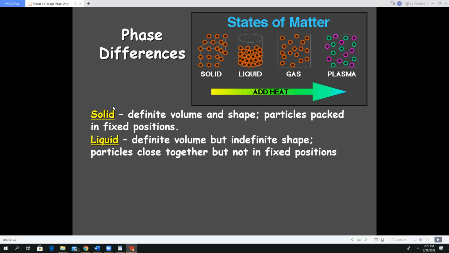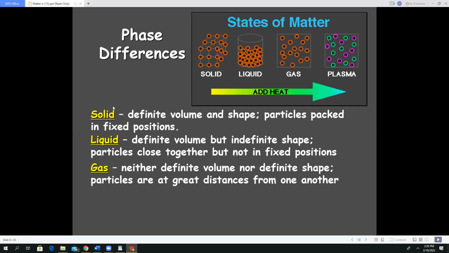Liquid has a definite volume, but an indefinite shape. The particles are close together, but they're not in fixed positions. That's why they can change shapes. It also has an upper surface, because you know how you can float anything on water. That means there's a surface. And you have a difference between the water and the air too. So that's another one.